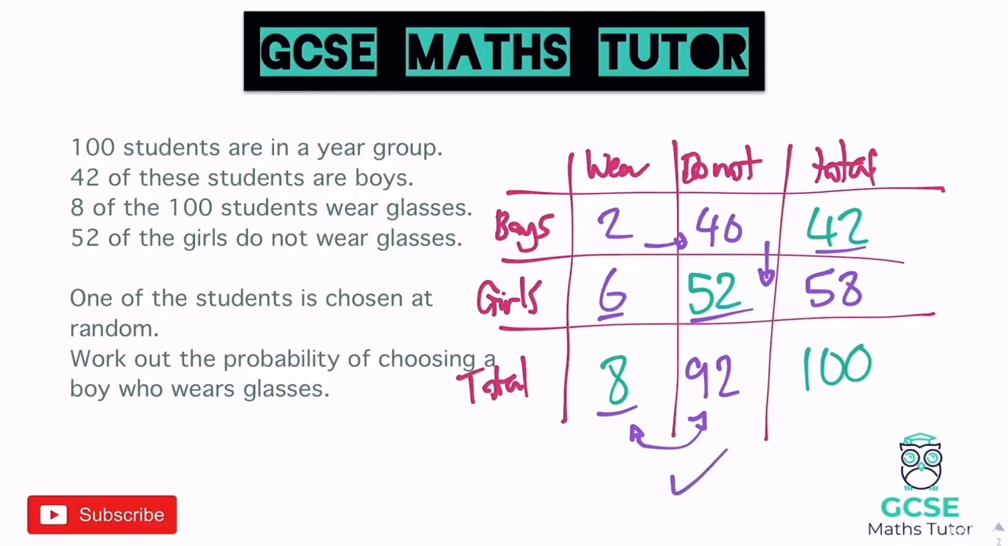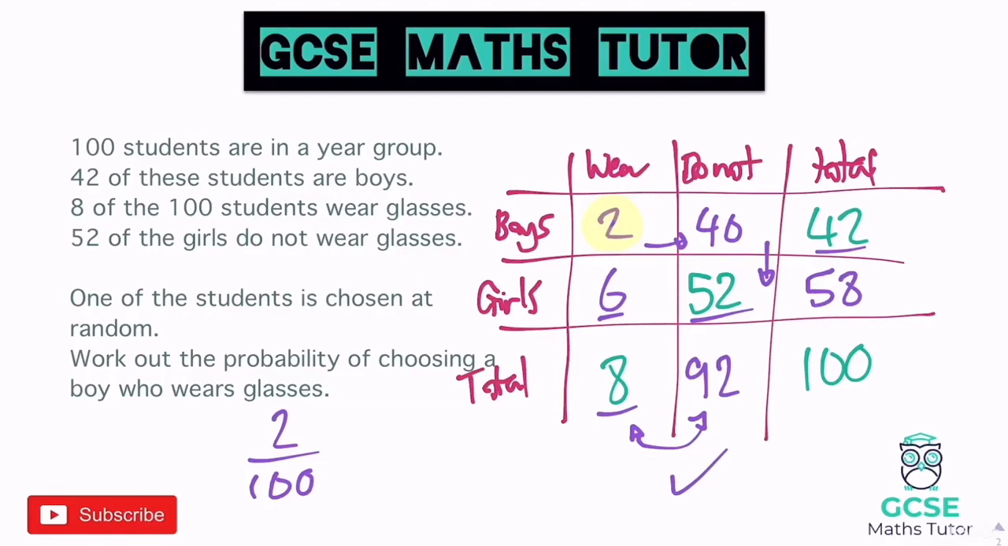Now it says, work out the probability of choosing a boy who wears glasses, and one of the students is picked at random. Well, 2 of the boys wear glasses, so that would be 2 students out of the 100 students that we've got here.